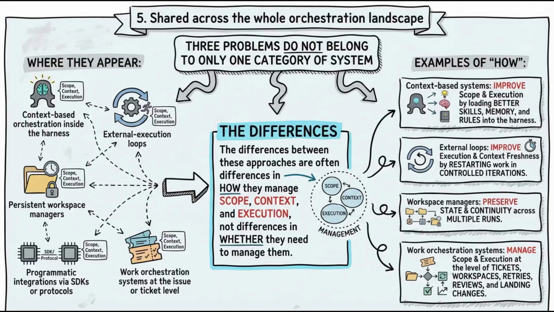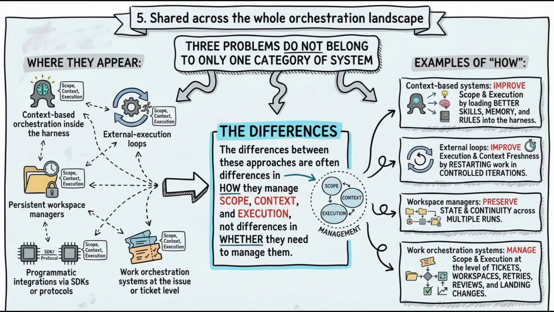An important takeaway here is that these three problems don't just belong to one specific category of system. They are shared across the entire orchestration landscape. You will find them in context-based orchestration inside a harness and in external execution loops. You will see them in persistent workspace managers, in programmatic integrations using SDKs or protocols, and even in larger work orchestration systems operating at the issue or ticket level. The core difference between all these approaches is really just a matter of how they manage scope, context, and execution, not whether they need to manage them. Every single one of them faces these challenges.